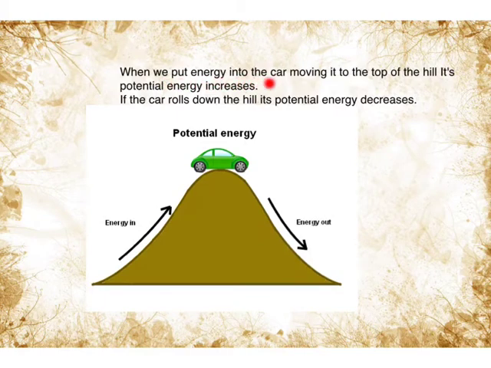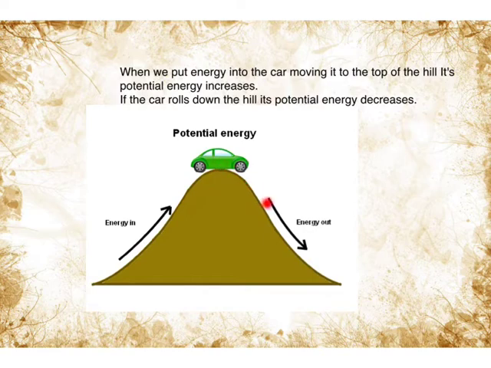When we put the energy into the car, moving it to the top of the hill, its potential energy increases. Now, let's say the car goes down the hill. As it moves down, its potential energy is going to decrease. And when it gets to the bottom, its potential energy is going to be 0 again. Potential energy was 0 here. We did work. We increased the potential energy by putting energy in.